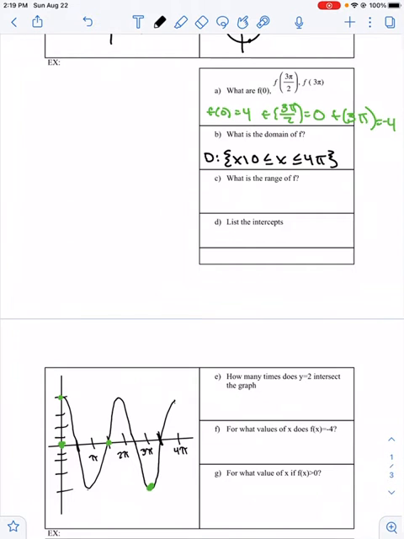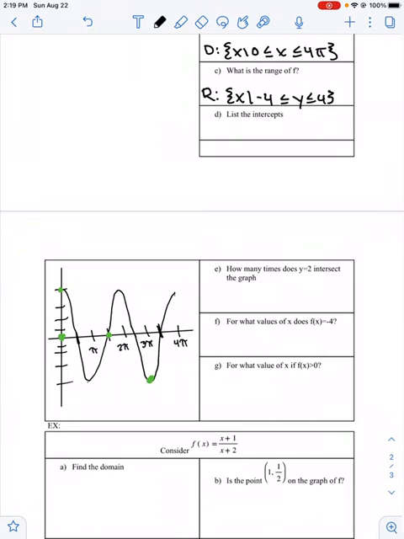The range is your y values of the function, and it lies from 4 to -4. So the range: y such that -4 is less than or equal to y, which is less than or equal to 4.